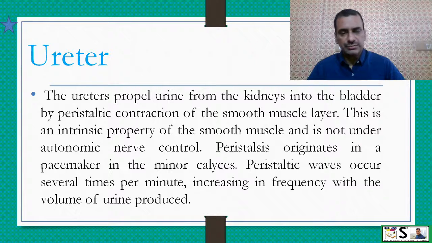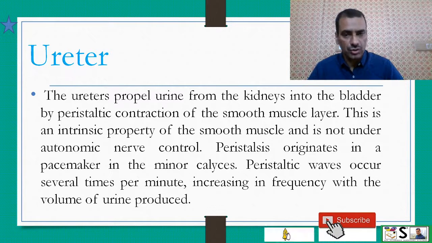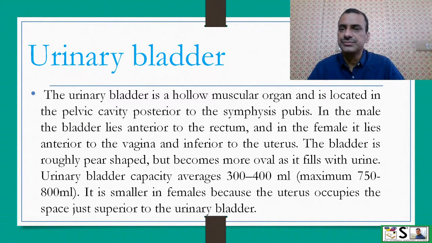The ureters propel urine from the kidney into the bladder by peristaltic contraction of the smooth muscle layer. This is an intrinsic property of smooth muscle and not under autonomic nervous system control. Peristalsis originates in the pacemaker in the minor calyces. The peristaltic wave occurs several times per minute, increasing in frequency with the volume of urine produced.